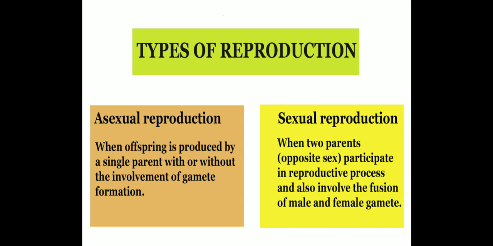There are two types of reproduction, asexual reproduction and sexual reproduction. Asexual reproduction is when offspring is produced by a single parent with or without the involvement of gamete formation. Gamete is not a new word for you. You have studied in chapter number 10 in adolescence. And sexual reproduction is when two parents which are of opposite sex, male and female, participate in the reproductive process and it also involves the fusion of male and female gametes.